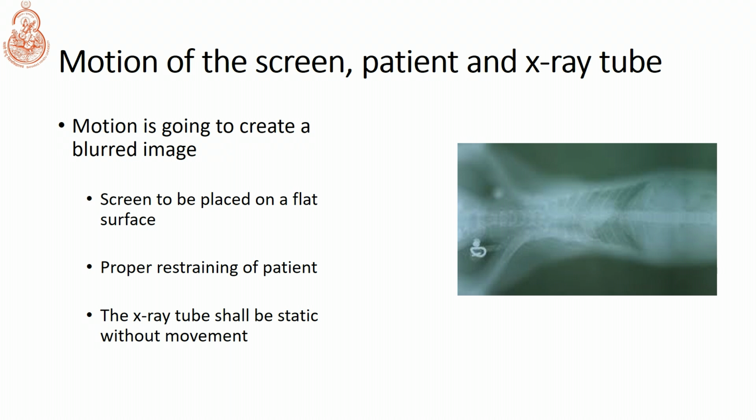The next factor is the motion factor. It can be with respect to the screen, with respect to the patient, or with respect to the x-ray tube. If there is a motion in any of these parts, or all the parts, we are going to get a poorly detailed radiograph. The motion can cause a blurring of the image on the radiograph, by which the image becomes not suitable for any kind of diagnosis.